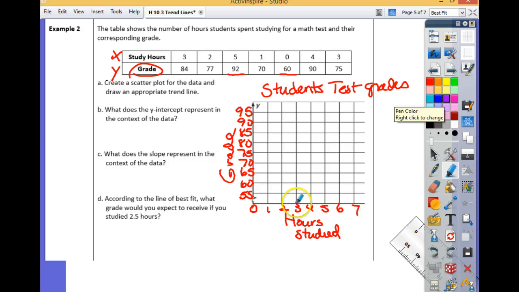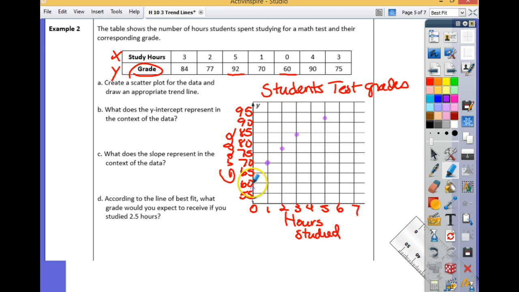3 and 84, well, we know exactly where 3 is. We're going to have to kind of estimate where 84 is. That won't be too hard, right below the 85. 2 and 77, a little bit above the 75. 5 and 92, all right there. 1 and 70, that's easy.